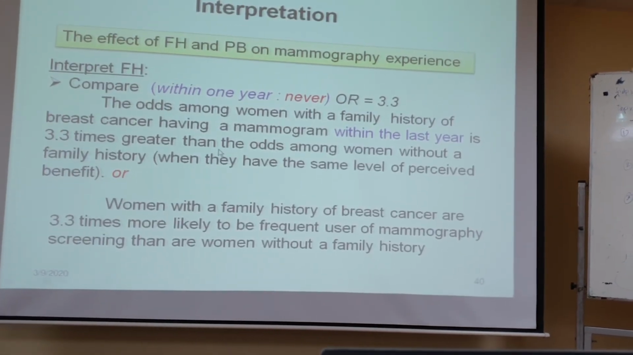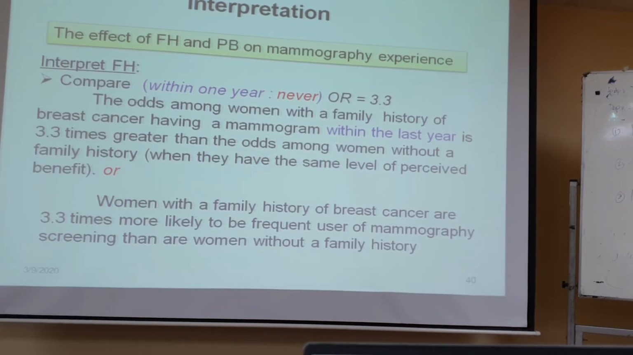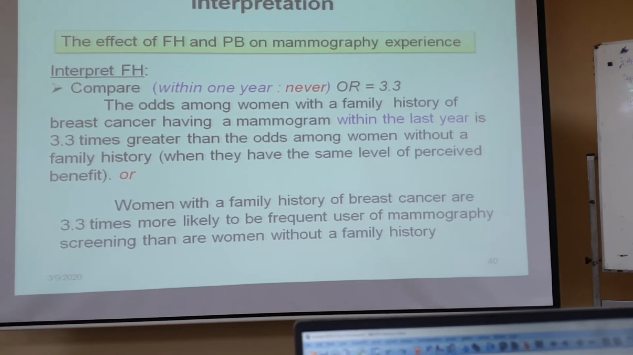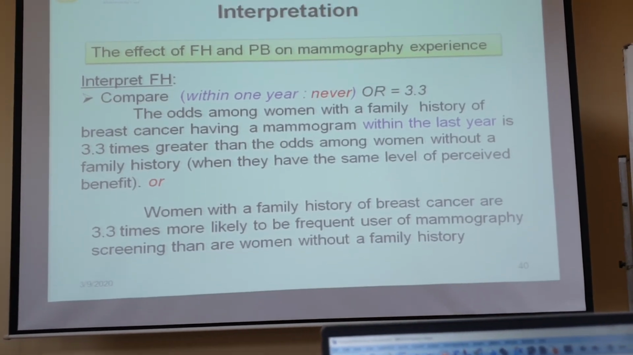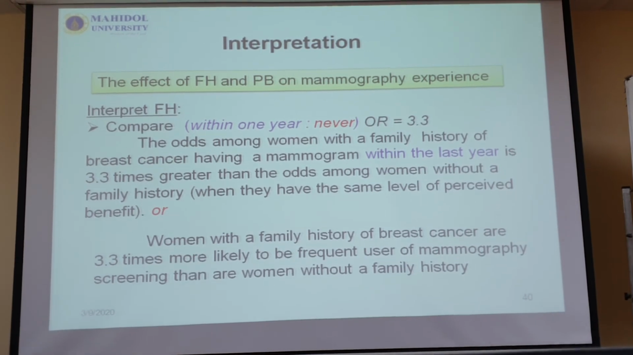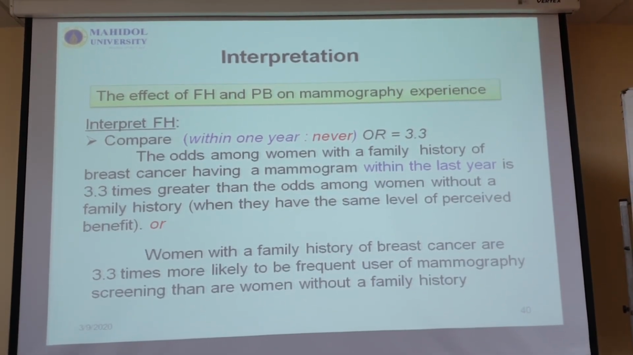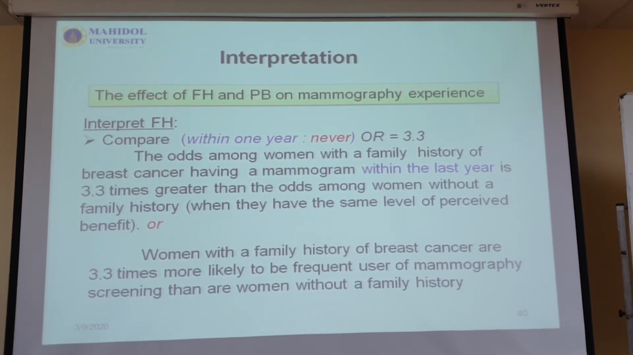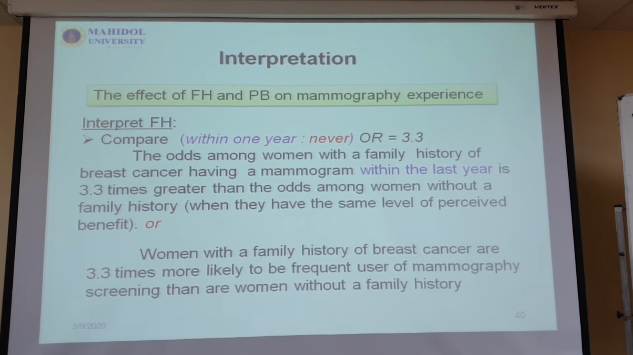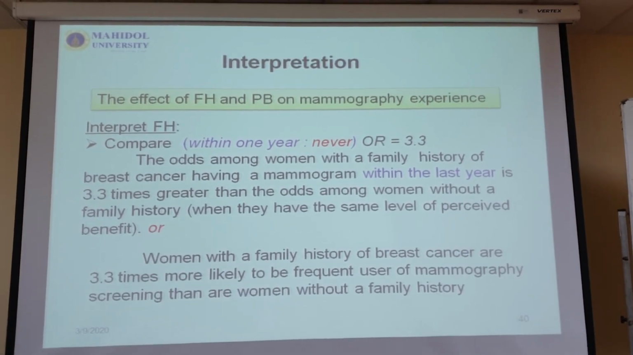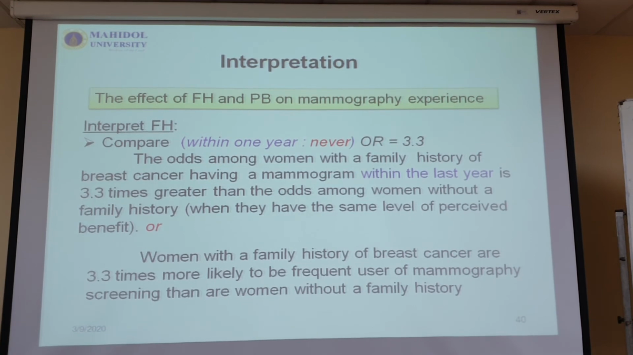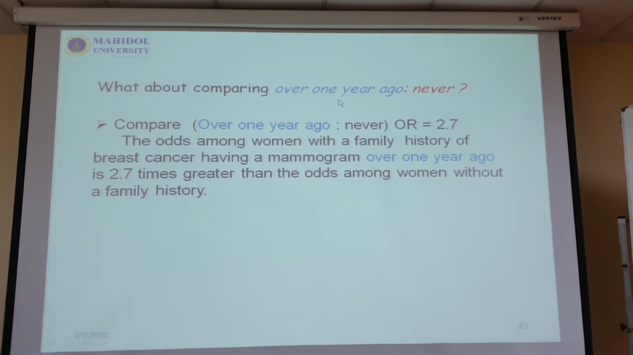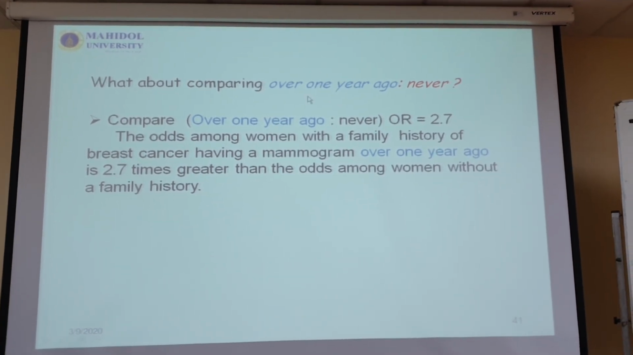So the odds among women with a family history of breast cancer having a mammogram within the last year is 3.3 times greater than the odds among women without family history. Or women with a family history of breast cancer are 3.3 times more likely to be frequent users of mammography screening than women without family history. This is for family history. If we compare within 1 year and never, we got odds ratio 3.3. And what about over 1 year and never?